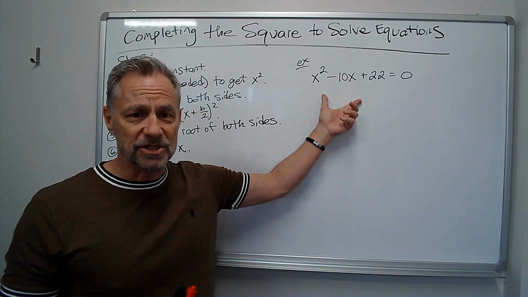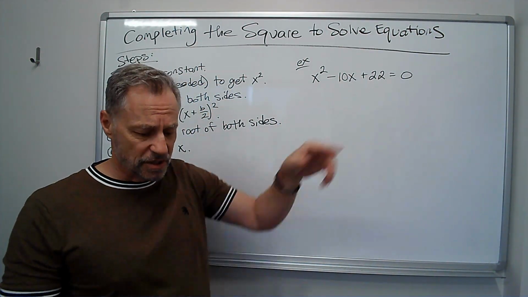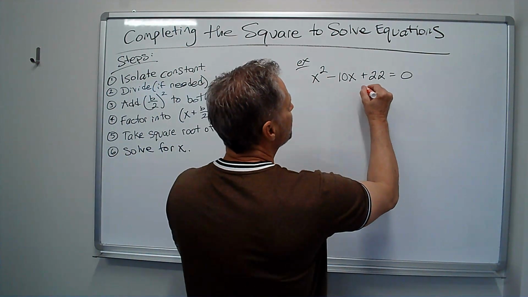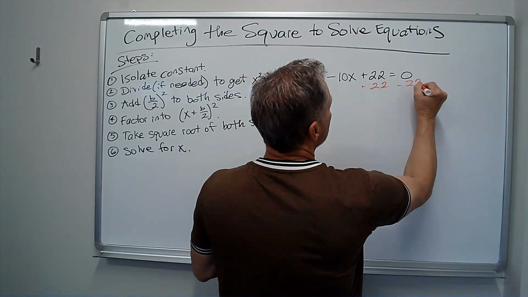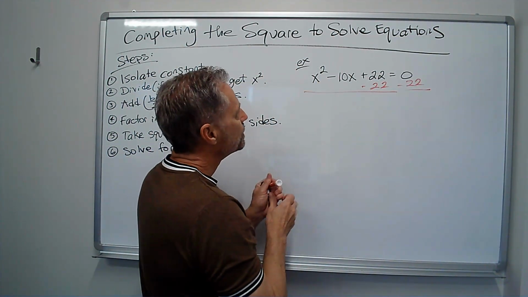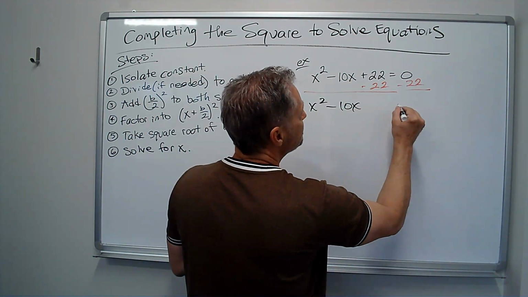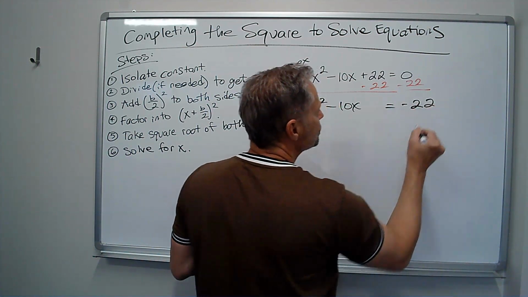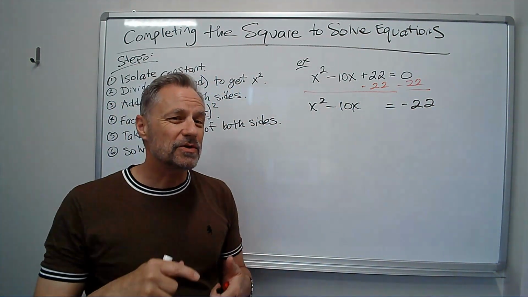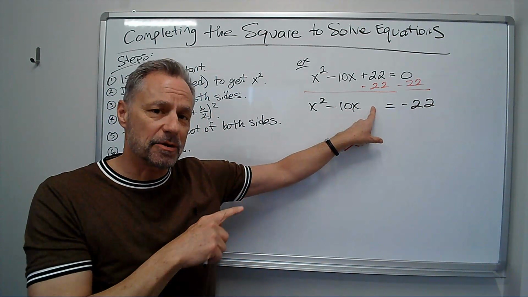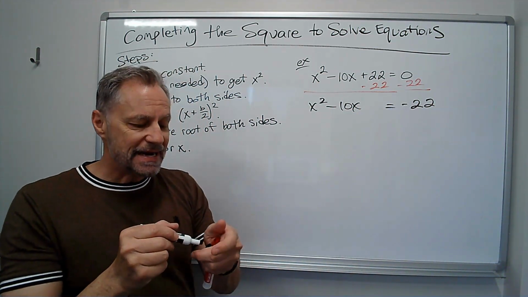So here's my equation. I want to isolate the constant first. So I'm going to subtract 22 from both sides. I'm going to leave a little room here. So I've got x squared minus 10x, and then over here I have negative 22. Because what I want to do is figure out what to add here to make it a perfect square.